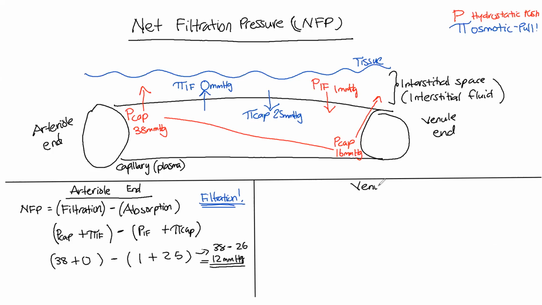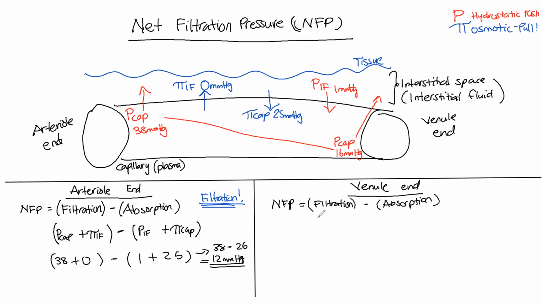On the venule end, we're going to plug in all of our same values, but we're just going to substitute the capillary hydrostatic pressure. Instead of 38, we're going to put 16 because that's what it is here on the venule side. So NFP, once again, is our filtration minus absorption.